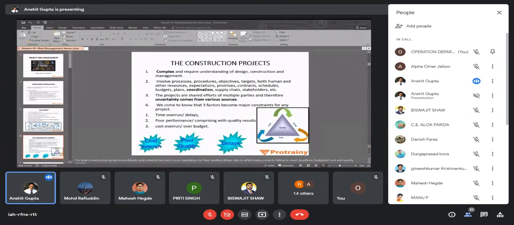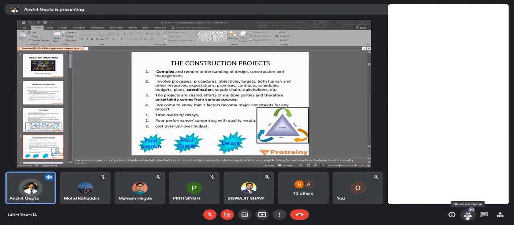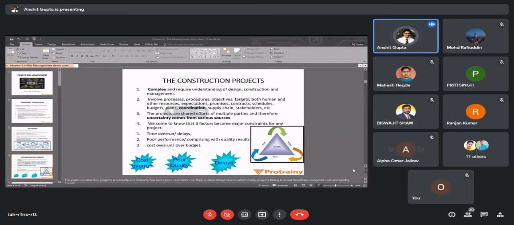Yeah. So now the construction projects. There are various complexities in construction projects apart from what we have seen here. In construction projects, project management is basically about these things: cost, time, scope, and quality. First is complexity. Construction projects are very complex and they require understanding of design, construction, and management.